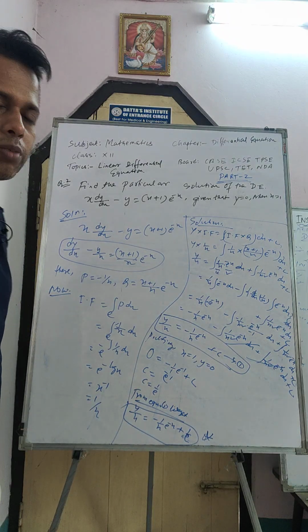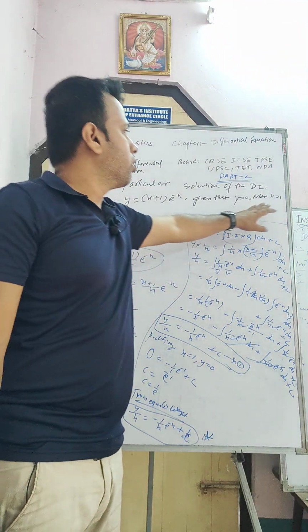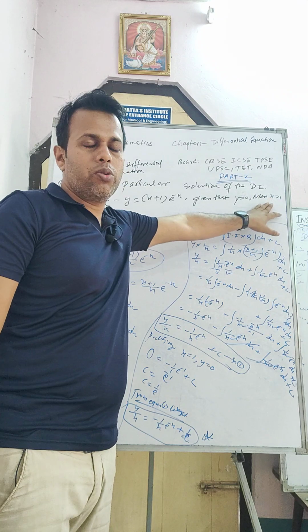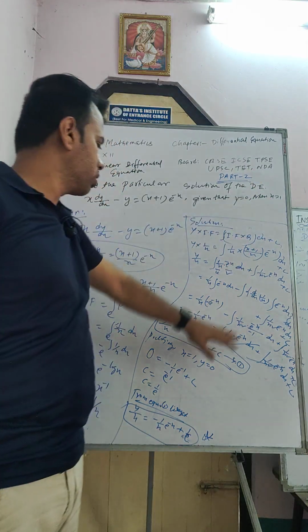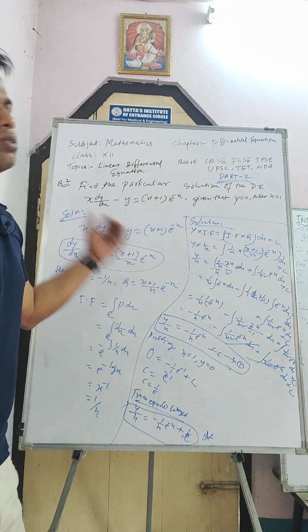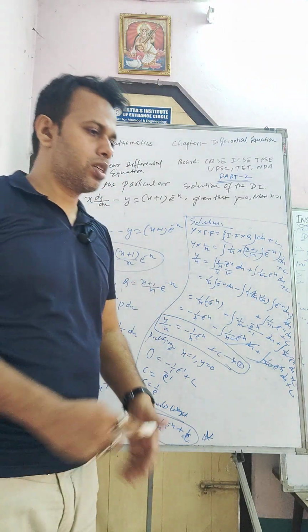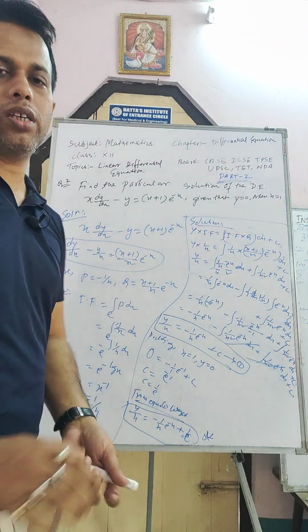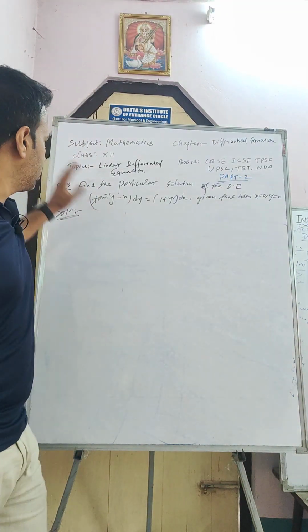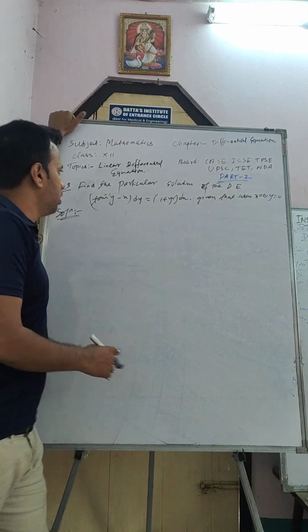Now we have to find out the particular solution. Particular solution means you have been given x and y, x is 1 and y is 0. By putting this value, you have to find the value of c, the constant. After that I put the constant in the same equation, and the answer will come out like this. Okay, I hope that's clear.